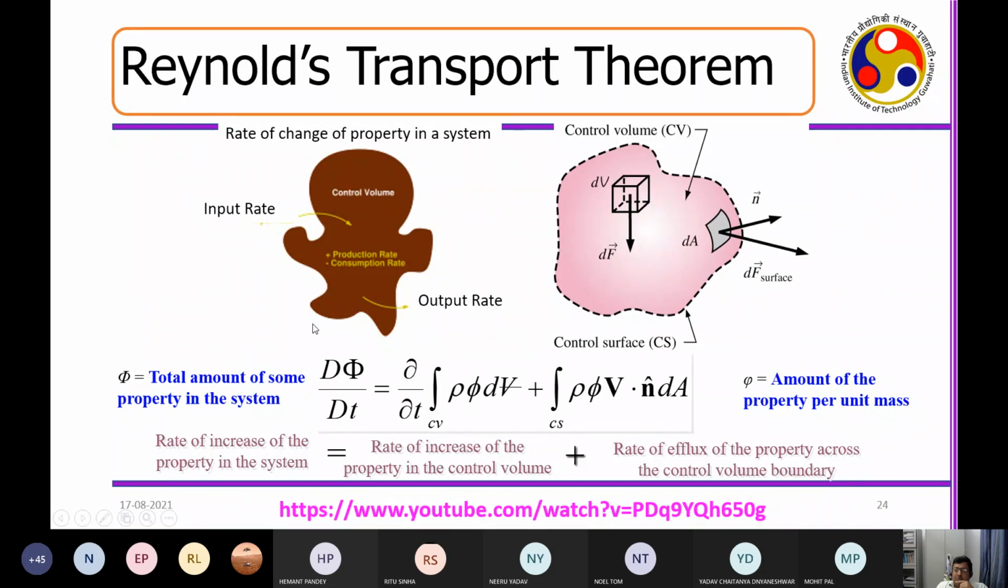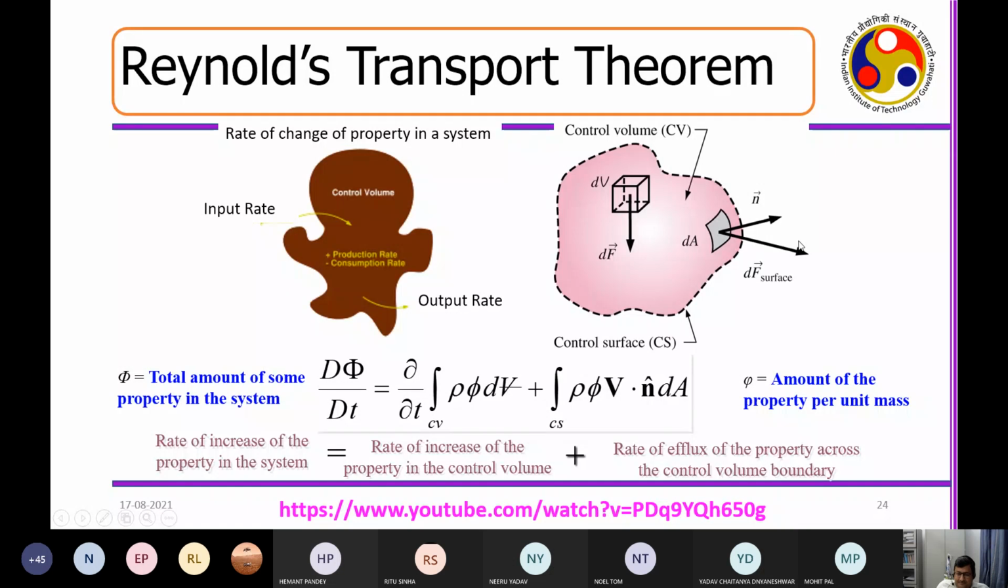So what is the total spatiotemporal change of the property phi? This is the volumetric change. And the other possibility is that it has a lot of boundaries. Through the boundaries, a lot of things are going out. So something is coming in, something is going out, for an open system. So I say the rate of efflux of the property across the control volume boundary. V dot n dA gives me the flux that is coming. And if I multiply by rho phi and take a surface integral, that gives me the total amount of this property phi going through these different surfaces, either coming in or going out.